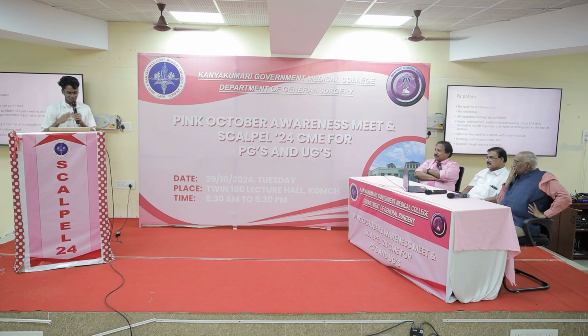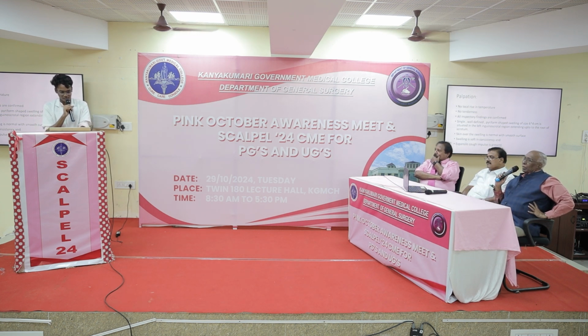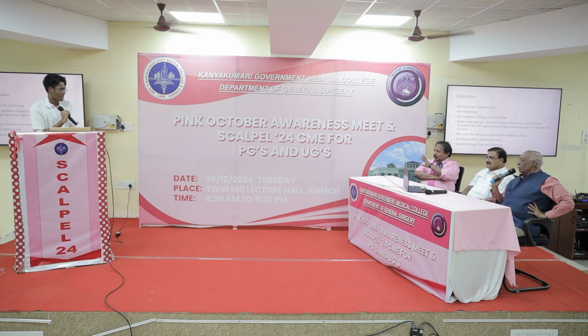A single well-defined pyriform shaped swelling of size 6 × 4 cm situated in the left inguinoscrotal region, extending up to the root of scrotum. The skin over the swelling is normal with smooth surface. The swelling is soft in consistency. You can say normal. There is nothing wrong in saying normal, but only when you say smooth, it is a problem.